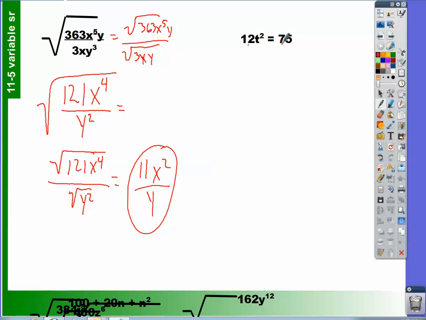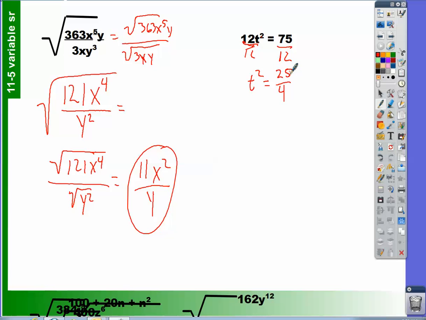What's the opposite of multiplying t by 12? Dividing. So let's divide both sides by 12. So on the left side, we get t squared is equal to 75 over 12. Now I know that 12 is not going to 75. Is there a factor that both 75 and 12 share? 3. 75 divided by 3 is 25. 12 divided by 3 is 4. Okay. So we have t squared is equal to 25 over 4.